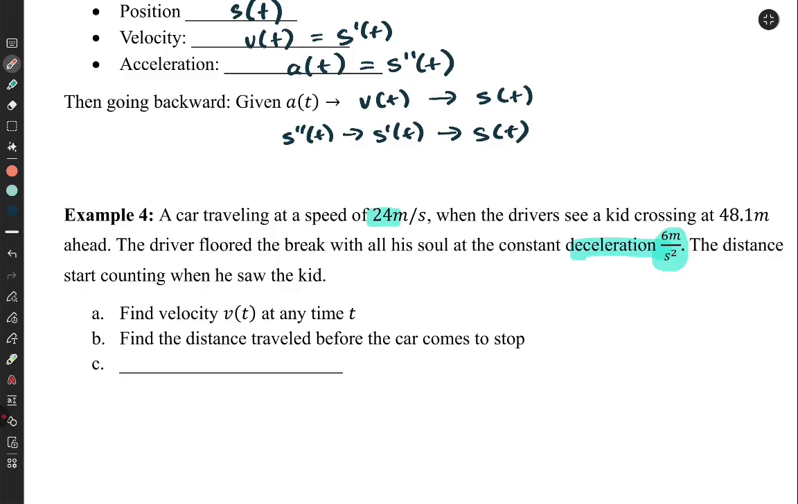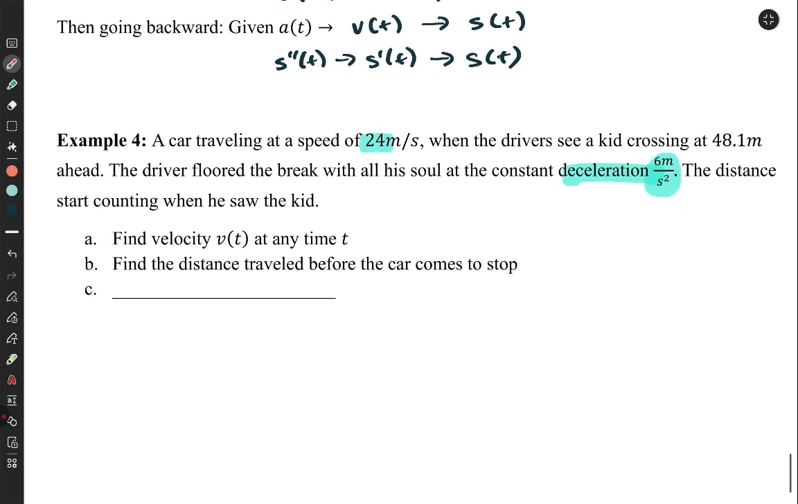Find the velocity at any time t. And then find the distance traveled before the car stops. Last question: did the kid survive? In other words, where did he stop? Did the kid survive? Let's try to find out.